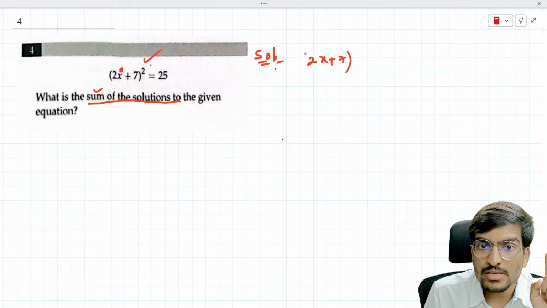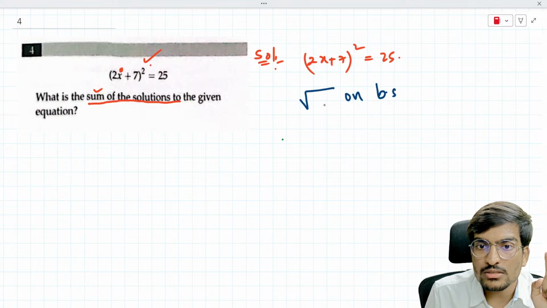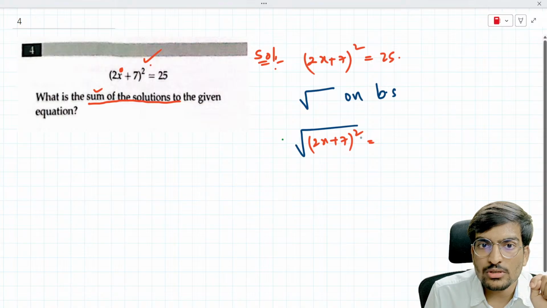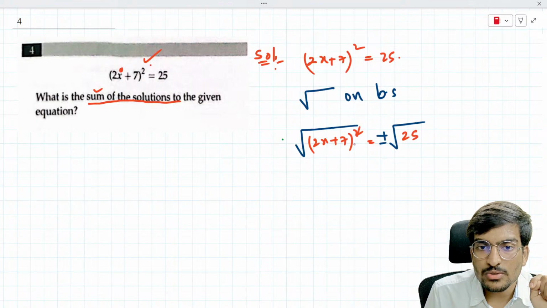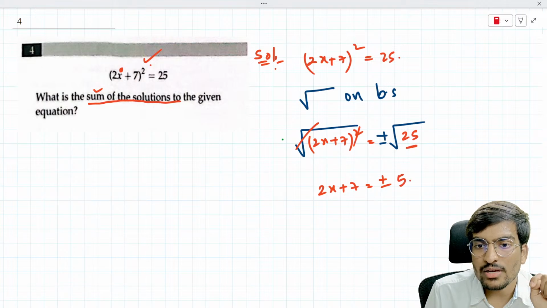(2x + 7) whole square equals 25. What you need to do is take the square root on both sides. Whenever you take the square root on both sides, for the numerical value you have to put plus or minus. So that's what we do here: plus or minus root of 25 as it is. So the square root of (2x + 7) equals plus or minus root 25, which is 5.